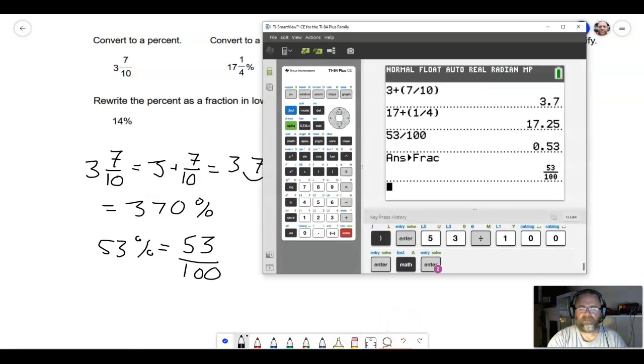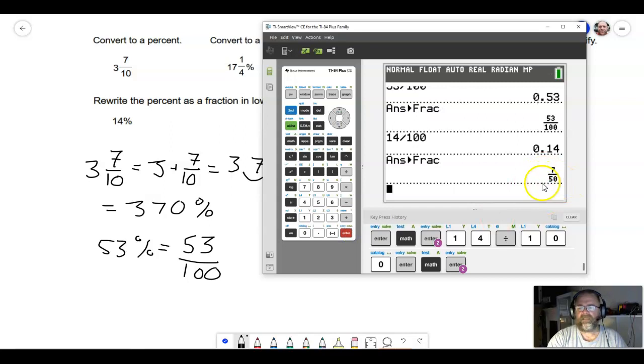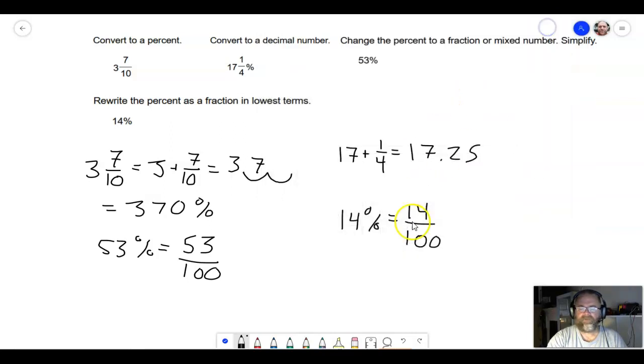But let's have our calculator do that for us. So we do 14 divided by 100. It gives us a decimal, and then we hit math fraction, or if you're using the TI-30XS MultiView, you can just hit the little double arrow key, and that actually reduces to 7 over 50. So that's equal to 7 over 50.